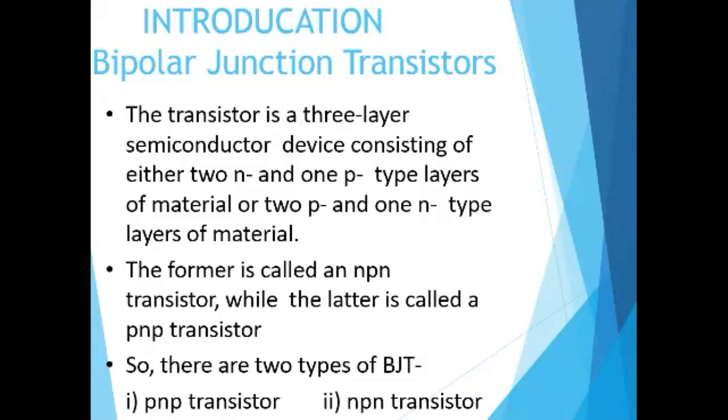So here, what is the PNP transistor? Two P layers with one N layer sandwiched between them is called a PNP transistor. NPN transistor means two N layers and one P layer. So the P layer is sandwiched between two N layers, which is called the NPN transistor.